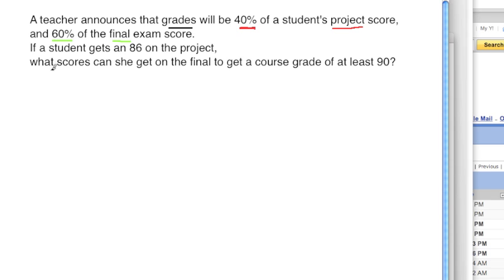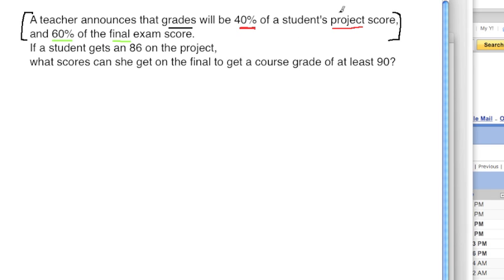Now suppose a student gets an 86 on the project. What scores can she get on the final to get a course grade of at least 90? So this just sounds like an inequality, but let's see if we can figure out how to set this up. Well, let's use this first bit of given information right here.